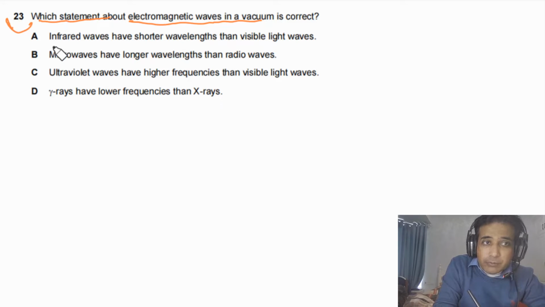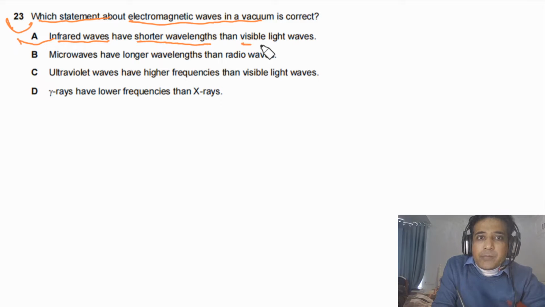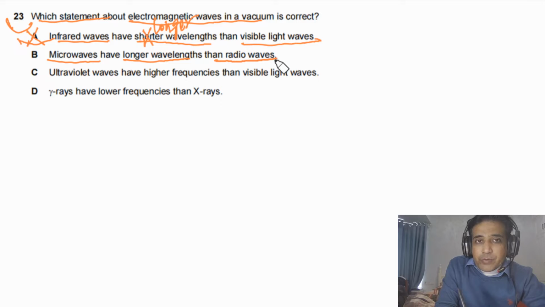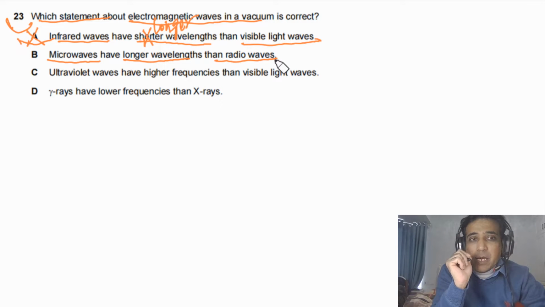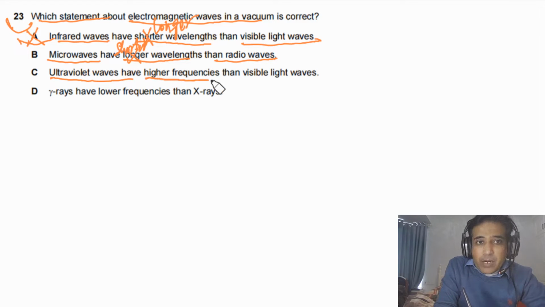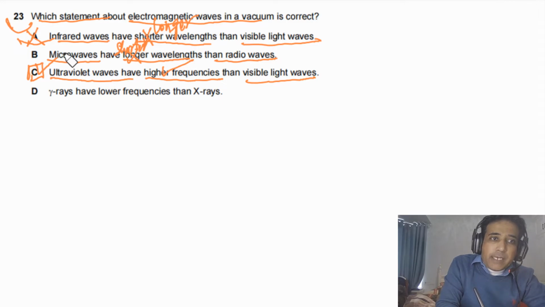Now if you look at these given options, option A says infrared waves have shorter wavelength than visible light. This is incorrect. They have longer wavelength, so this has to be longer. So it means option A is incorrect. Option B: microwaves have longer wavelength than radio waves. Microwaves have higher frequency, but they have shorter wavelength. So it means option B is also incorrect. Option C: ultraviolet waves have higher frequencies than visible light waves. Yes, this is true. So the answer for this question has to be C.